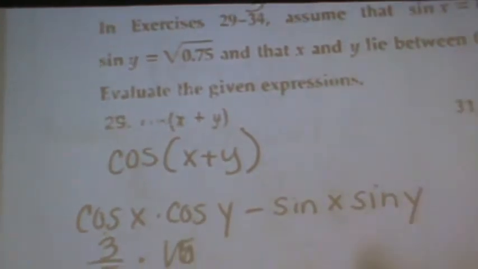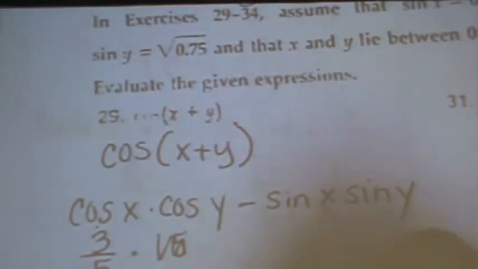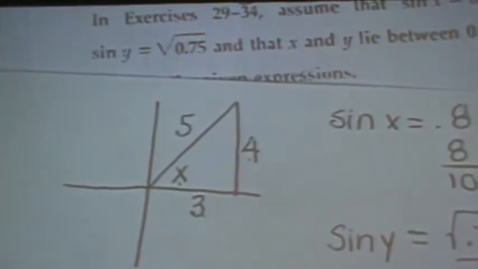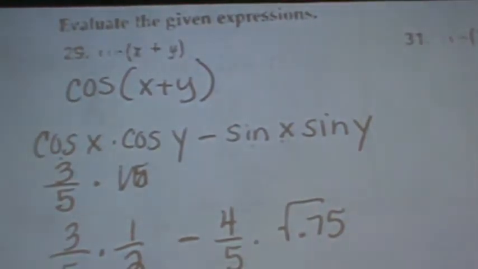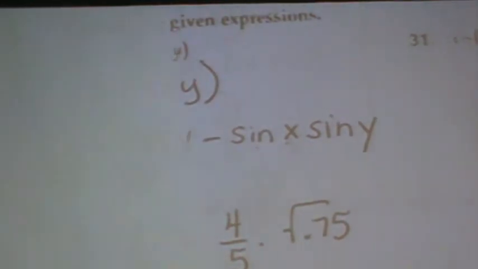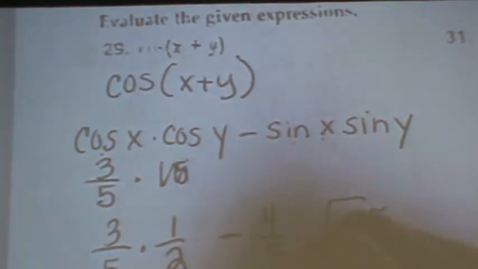Minus the sine of x, which would be 4/5, times the sine of y, which would be square root of 0.75 over 1. Now for this, you can just use your calculator, and since they gave you decimal answers, you can go ahead and get a decimal answer for this. And I believe, using a calculator, you end up getting negative 0.393.